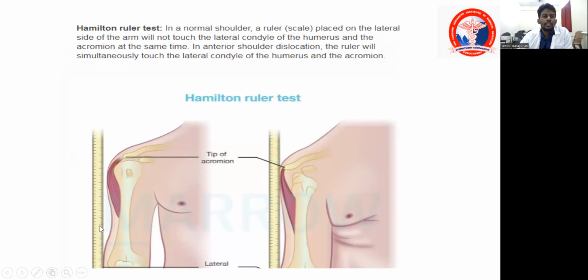Here is the ruler. This is the lateral condyle of the humerus. On placing the ruler on the lateral condyle, it's not touching the acromion. But in shoulder dislocation, the humerus gets displaced, and that's the problem.